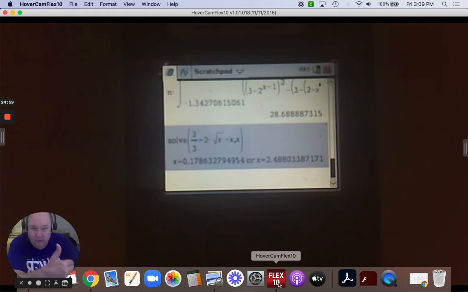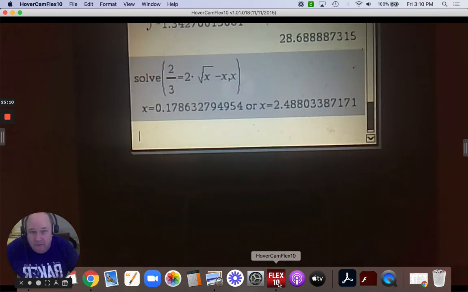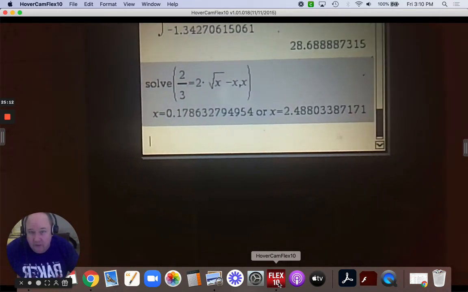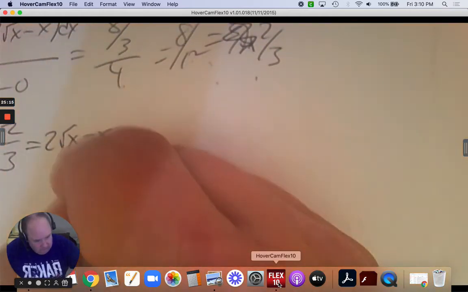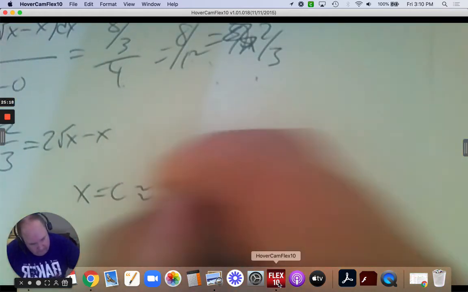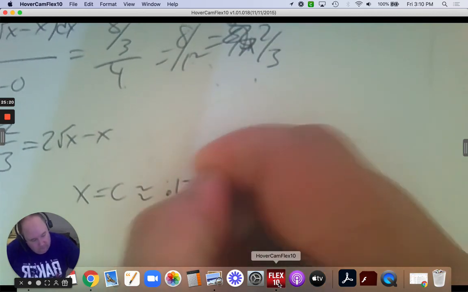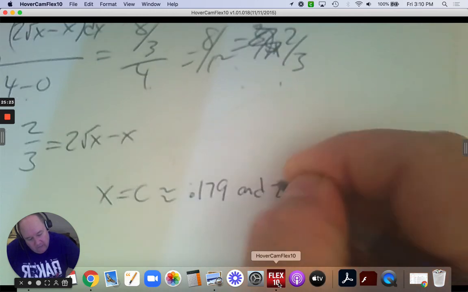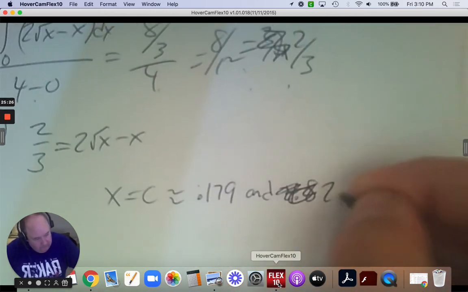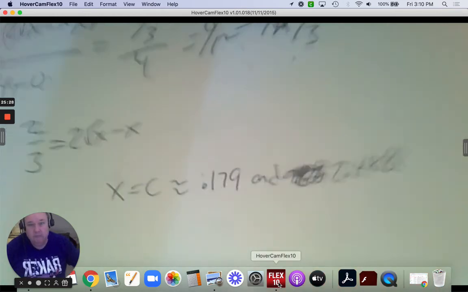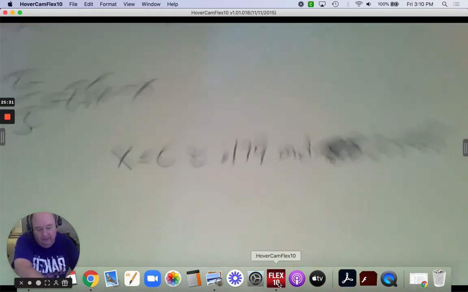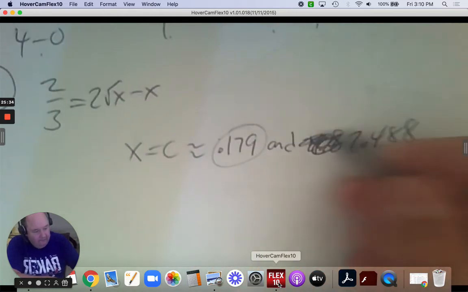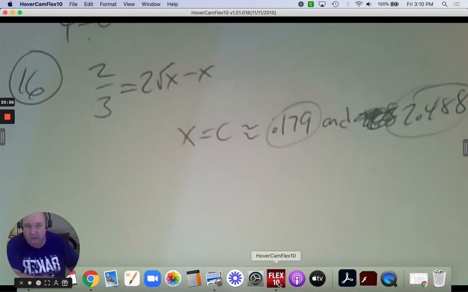So our interval was 0 to 4. So both of these answers are in the interval 0 to 4, so both of those answers are good. So we're going to write them both down. 0.179 and 2.488. At those x values, the average occurs.